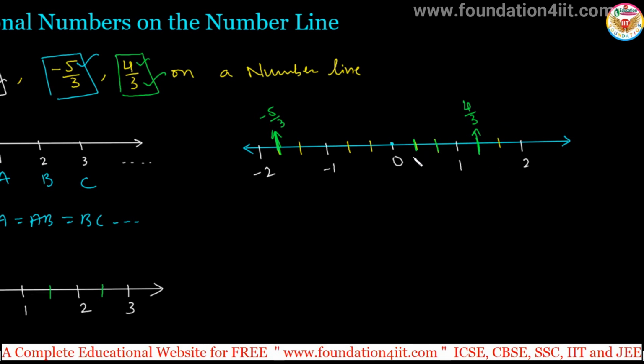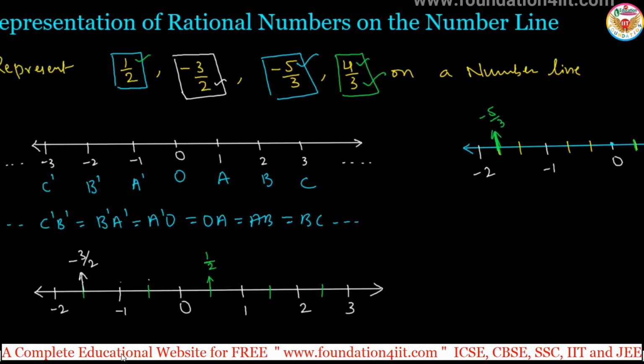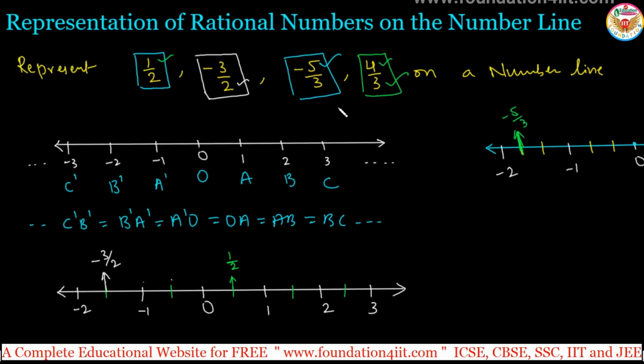Okay, this is the way. This is one of the simple ways. Based on the denominator, you make the parts. According to the numerator, find the position of that number. So this is the way we can represent any number, any fraction or rational number on the number line.